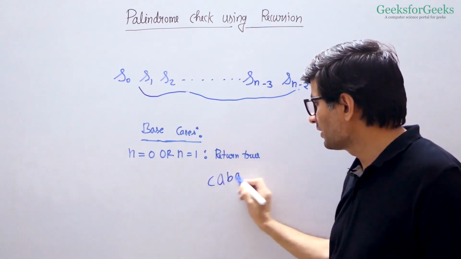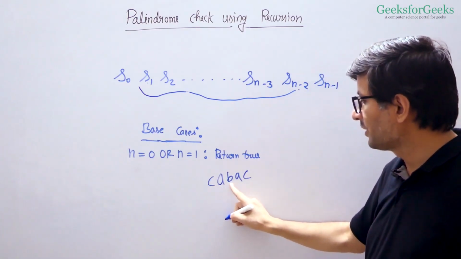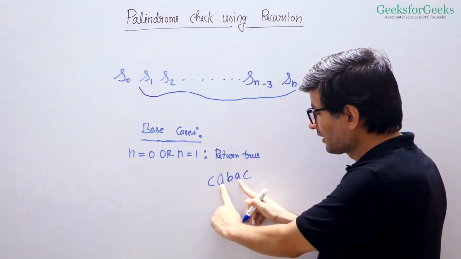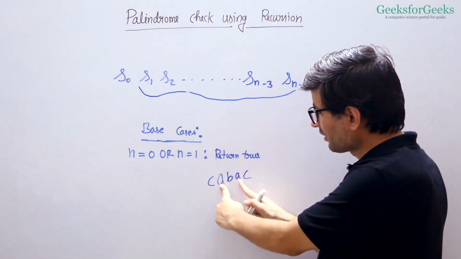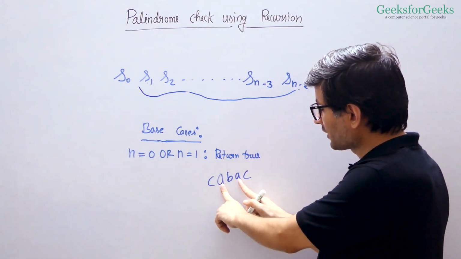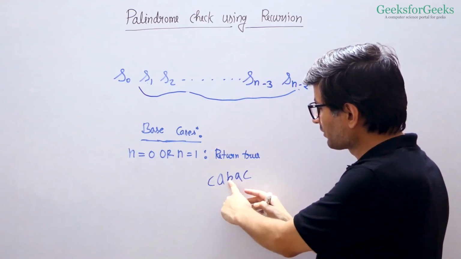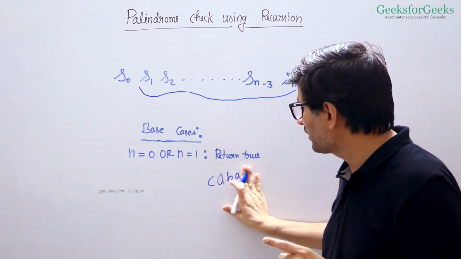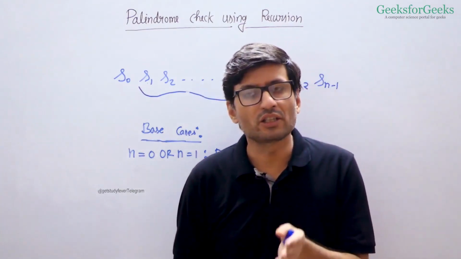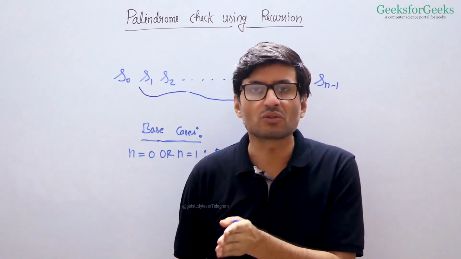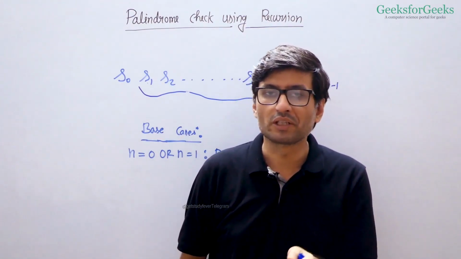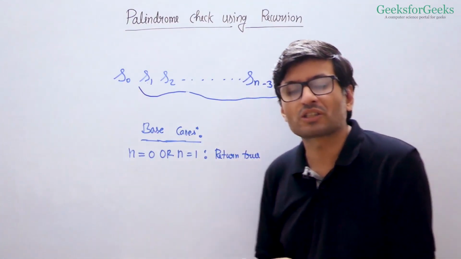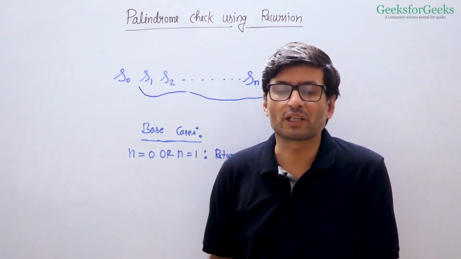Let's talk about bigger odd length strings, say C, A, B, A, C. You will recursively call for this substring. Then you will check whether these two characters are same or not. And then you will recursively call for this substring, and this substring is of length 1. So you will end up with two corner cases. Either the length of the string becomes 0 or the length becomes 1. And in both these cases, we need to return true. If our string is empty or has one character, then we consider it a palindrome.